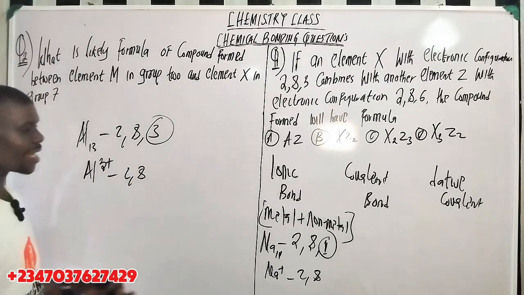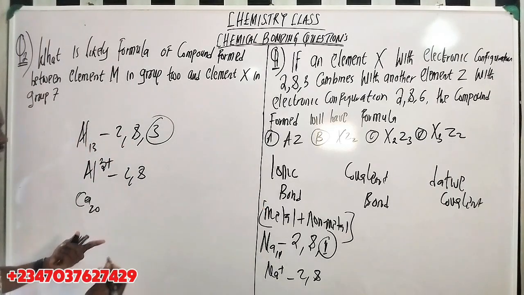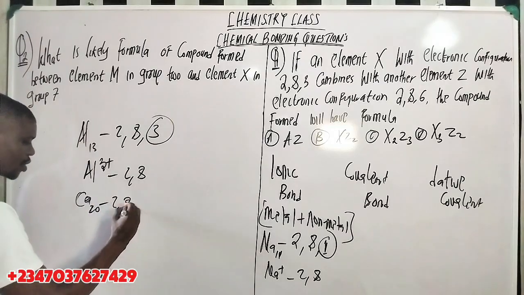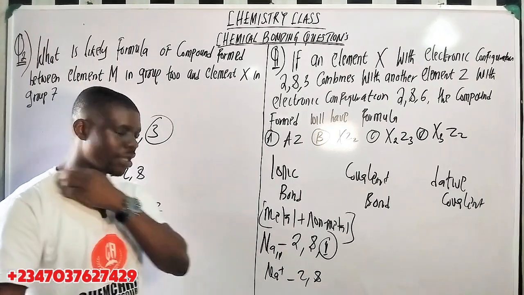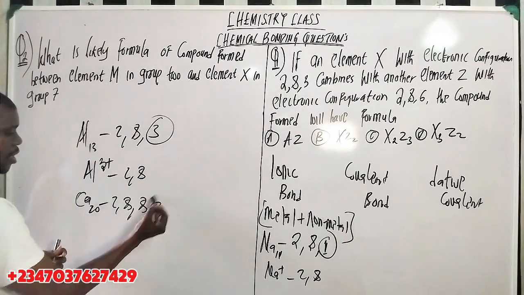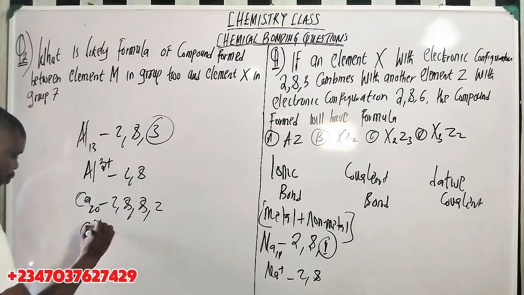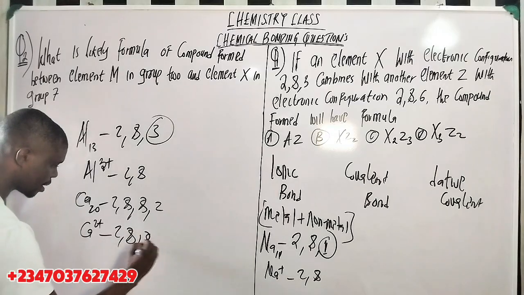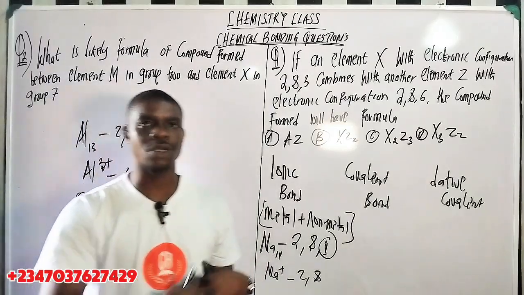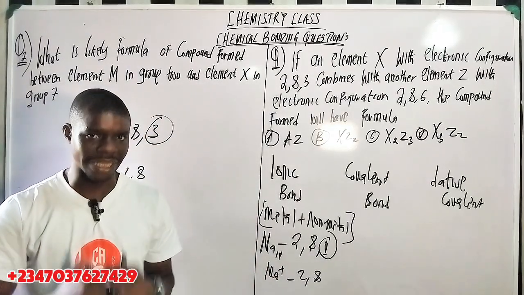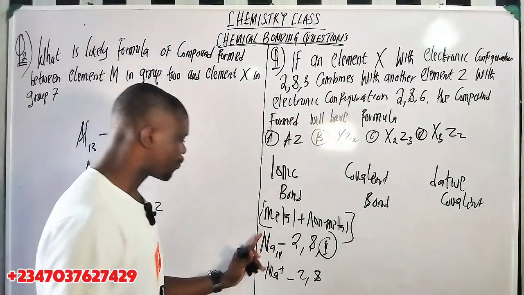Now let's do calcium. Calcium is 20, and if you write the electronic configuration, you have 2, 8, 8, 2. So for calcium to obey the octet, what will happen if we lose these two electrons? We have Ca2+ now, 2, 8, 8, right? So you can see that metal will always lose electrons. Why? Non-metal will always gain electrons. So understand that the ionic bond is formed between metal and non-metal.